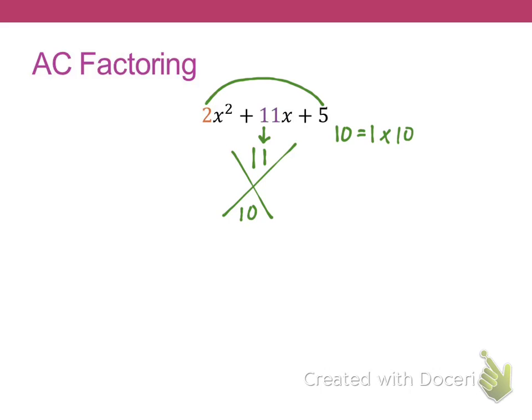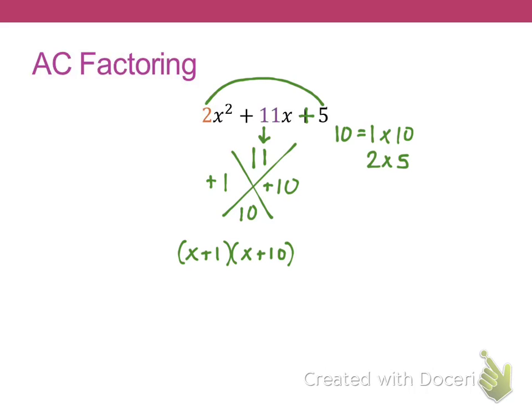1 times 10, 2 times 5. Which ones add, because C is positive, so we still look at that, to give me 11? 1 and 10. Okay, 11 is positive, so it's positive 1, positive 10. So I write x plus 1 times x plus 10.